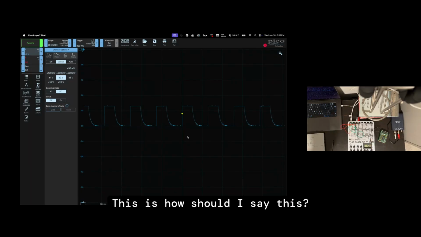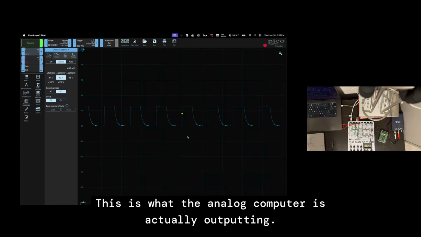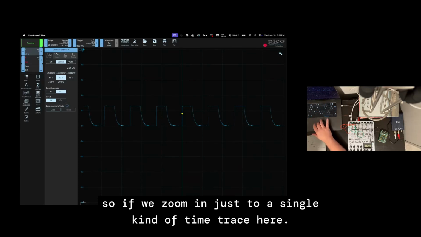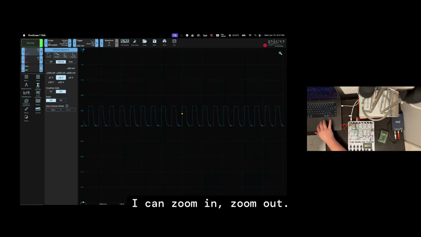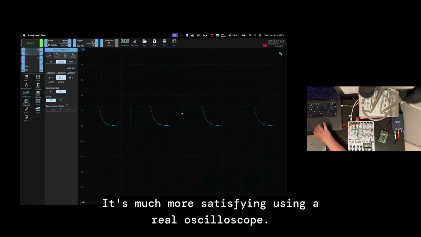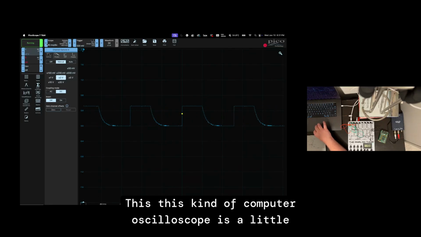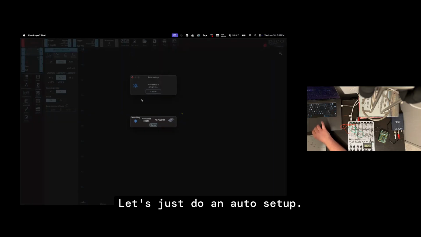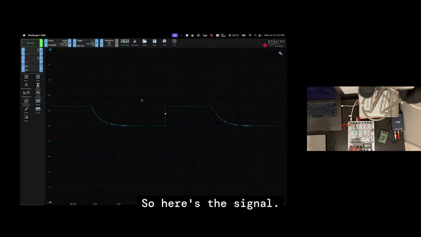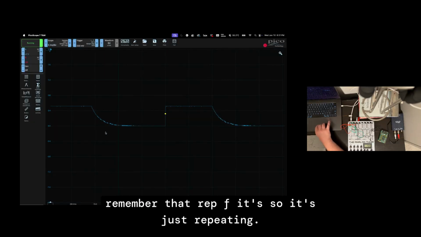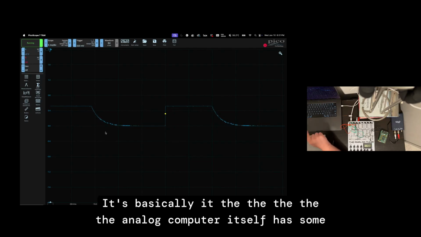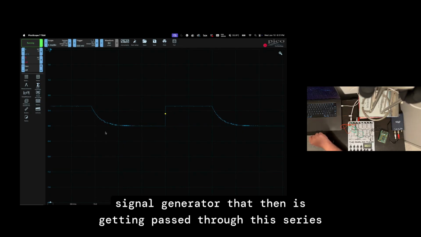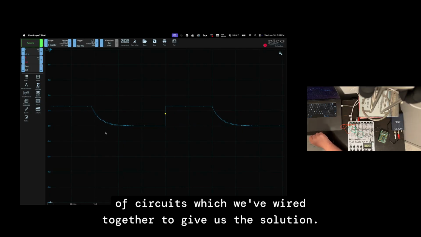This is, how should I say this, this is what the analog computer is actually outputting. So if we zoom in to a single time trace here, you can zoom in, zoom out. It's much more satisfying using a real oscilloscope. This kind of computer oscilloscope, I don't like having to use it, and see, I lost it. Let's just do an auto setup. Here we go. All right. So here's the signal. Remember that rep F. It's just repeating. It's basically the analog computer itself has some signal generator that then is getting passed through this series of circuits which we've wired together to give us the solution.